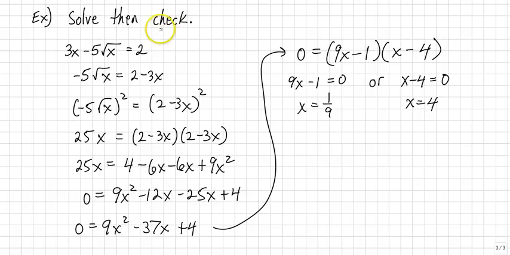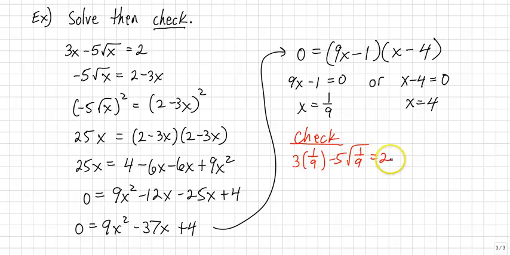So now let's check our answers. All right, let's check that first one, 1/9. So we'd have 3 times a ninth minus 5 times the square root of a ninth equals 2. So that would be 1/3 minus 5 times, well, the principal square root of 1/9 is 1/3.